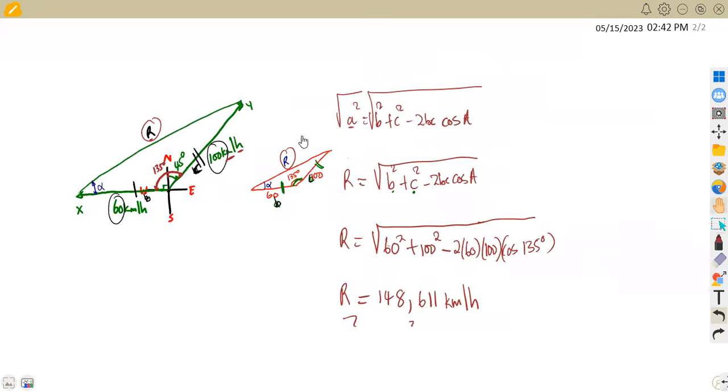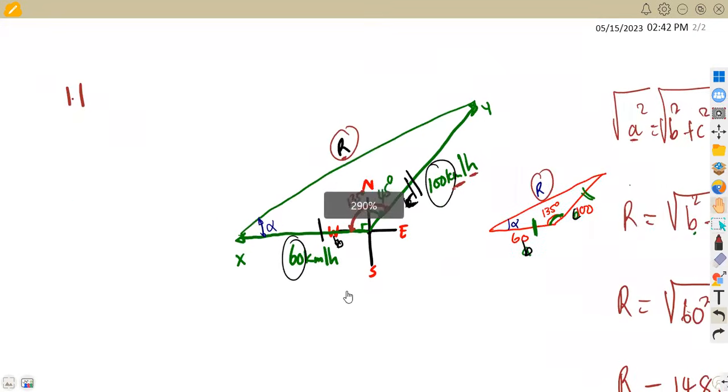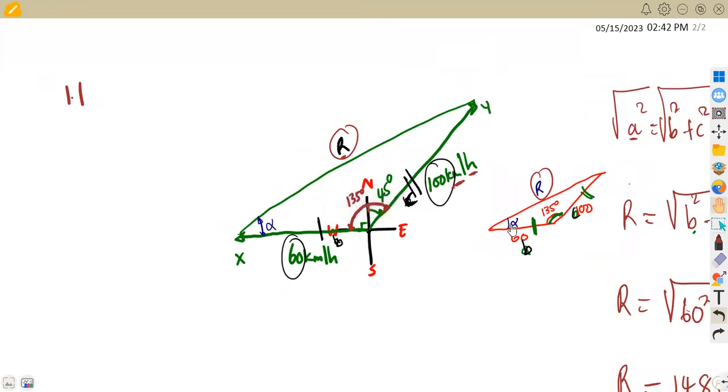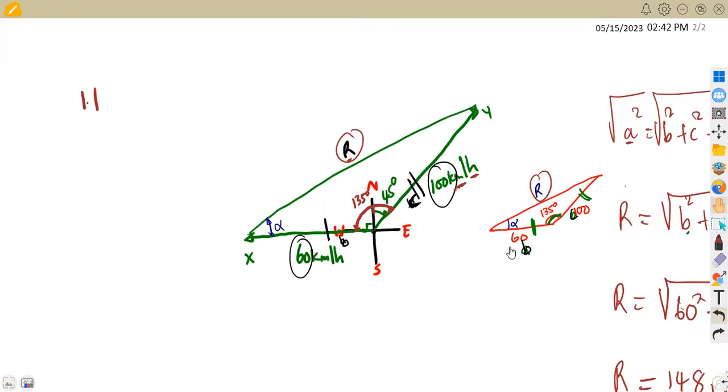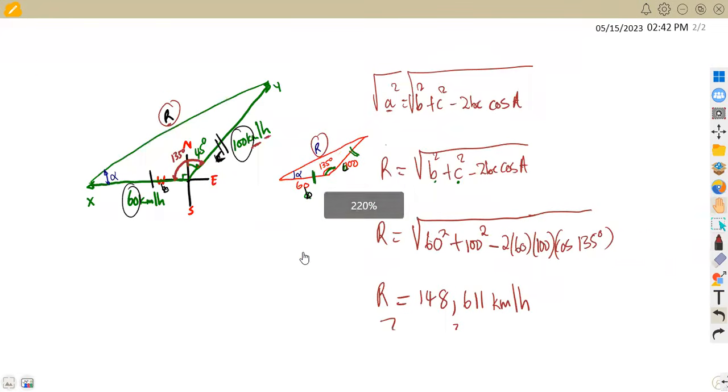And from this information that we have, we still have to calculate the angle alpha, as we saw here. This angle, you can refer to as theta or as alpha. So we can apply our sine rule in this case, because we can substitute our resultant here, 148.611 kilometers per hour. We are now having a condition of an angle to a side. We want to calculate an angle and we are given the corresponding side. So we can simply apply our sine rule.